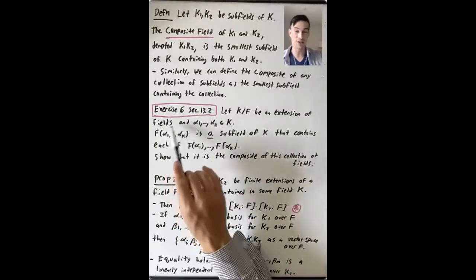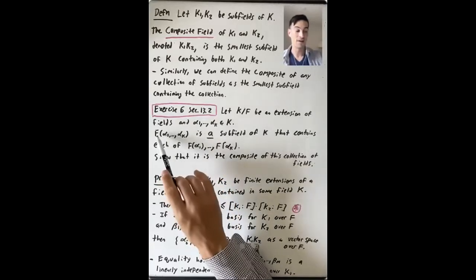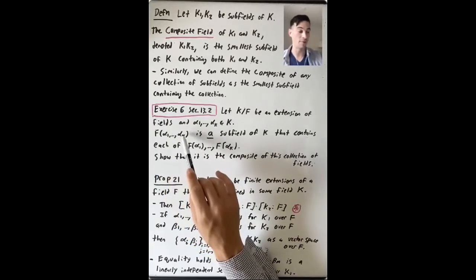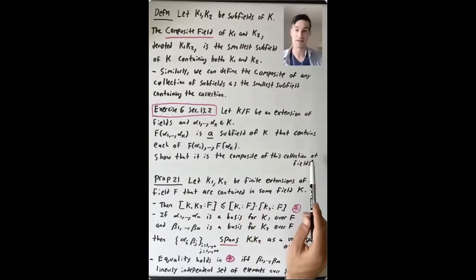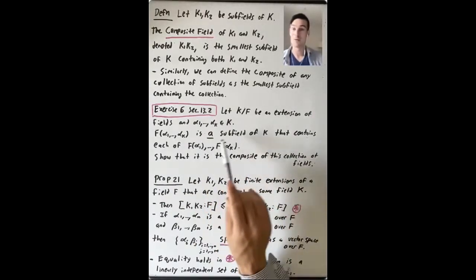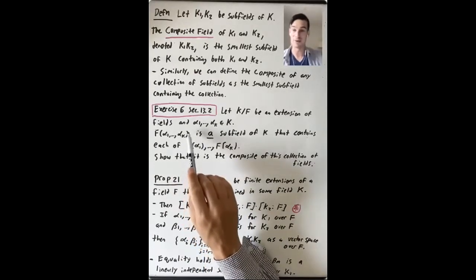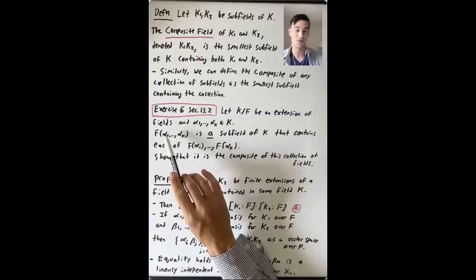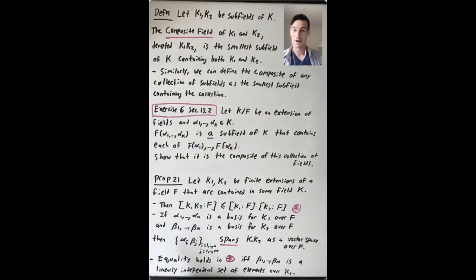But by the definition of this field as being the smallest extension of F that contains each one of alpha 1 up through alpha k, you can show that, in fact, it is the composite of this collection of fields. So it's worth writing down a fully rigorous argument that this really is true, because it's often going to be useful to describe composites of a bunch of field extensions in terms of the field generated over the base field by a bunch of elements. Okay, so I'll leave this to you.